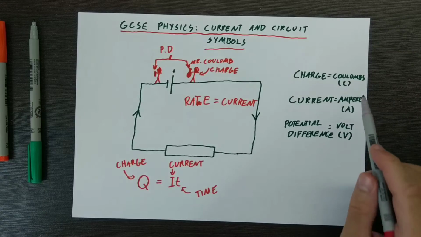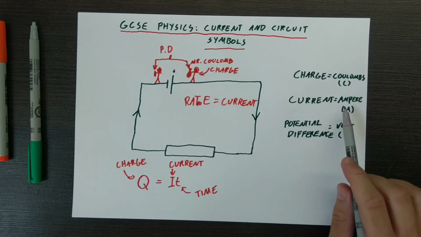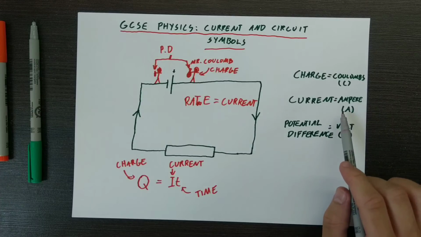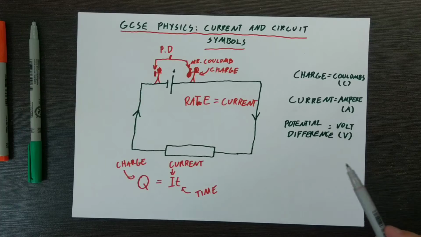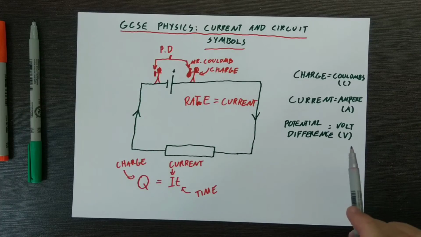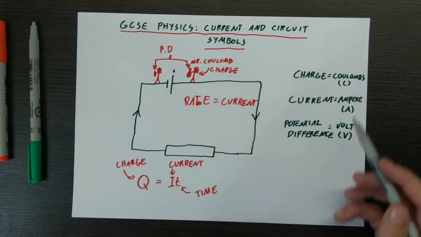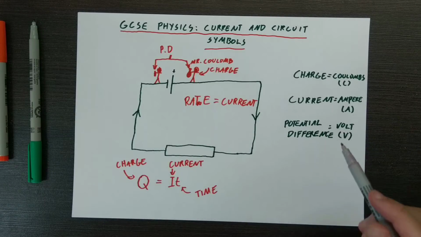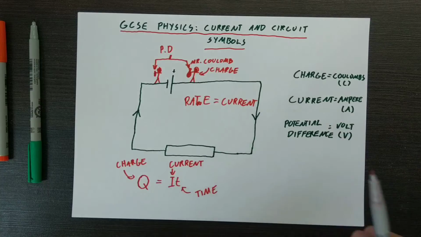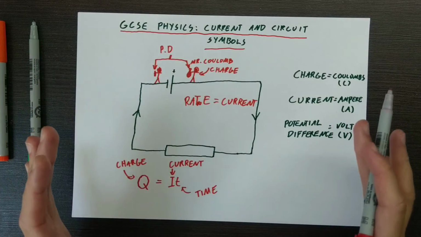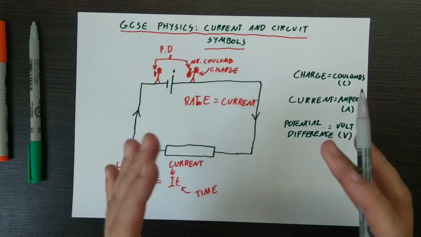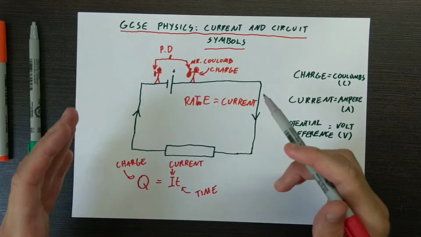Also, charge is expressed in coulombs, which is C. It's a unit of charge. Current is expressed in amperes, which is a letter A. That's how we express current. And potential difference is expressed in, probably as you know, volts, which is a letter V. So those are the units to express these three different parameters. Okay, so enough on the parameters and on the basics of the circuitry. Let's move on to the different circuit symbols.